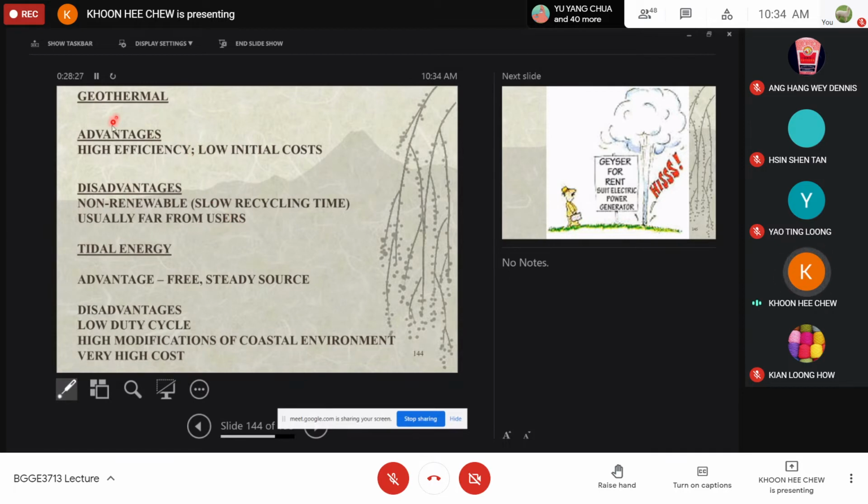Okay, so this is the geothermal energy that we get from underground. One of the disadvantages is people claim that it is very noisy when it is operating. And then another one is tidal energy. Advantages are that it is a free and steady source, because there is always a wave in the sea, isn't it? And disadvantages are low duty cycle, high modification of the coastal environment, and very high cost. If you want to harness the tidal energy, you need to modify your coastline area. The coastal environment is being disturbed, and the installation of the plant is very costly.